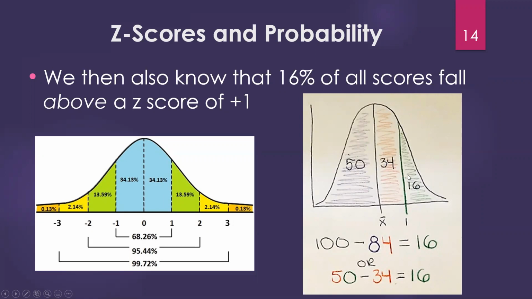Or another way to do it is that we know that on this side of the curve, everything above the mean is 50% of all values, in this orange and green combined. If we want to know what's in this green part, and we know that this orange is 34, if we take out 34 from the 50, that leaves us with 16. So whichever way makes more sense for you conceptually, think about it like that. This is all explaining conceptually how we can figure out the probability that a certain value appears or doesn't appear.